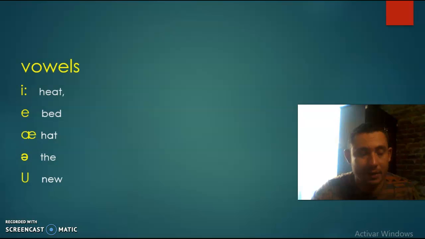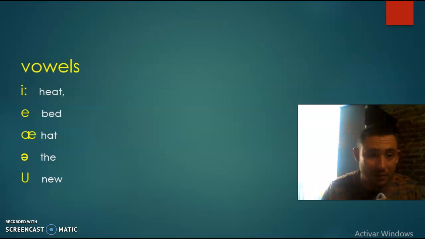Wait for a moment. This is the sound of vowels. The first sound is E. If you can see 2 points in front of the word, it's because it's a long sound. E. The sample is heat. Now we have the sound. The position of your lips is so important. You have to pay attention to the position of your lips.